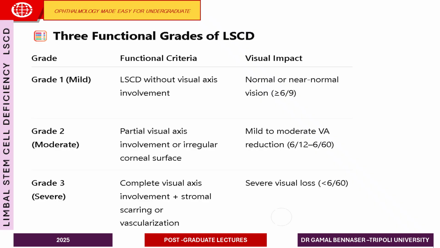Now, after finishing the staging system made by the International Working Group, we will speak about the grading. As I said, the grading reflects the functional impairment of the visual function of the patients due to either the presence or absence of inflammation, or due to involvement of the visual axis or the central 5 millimeter. So grade 1 indicates mild disease, and in this case, the central 5 millimeter of the cornea is spared, so the visual axis is normal, and the patients have nearly good vision, which is around 6/9 and more.